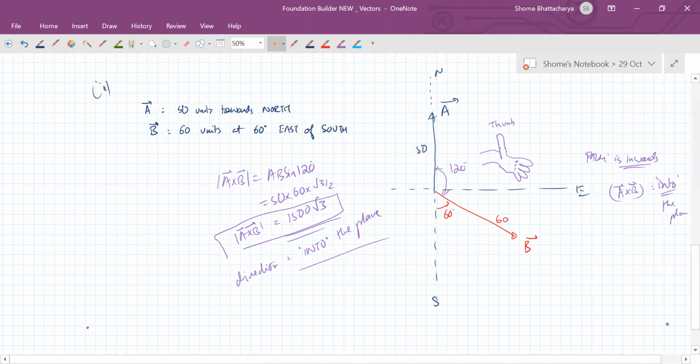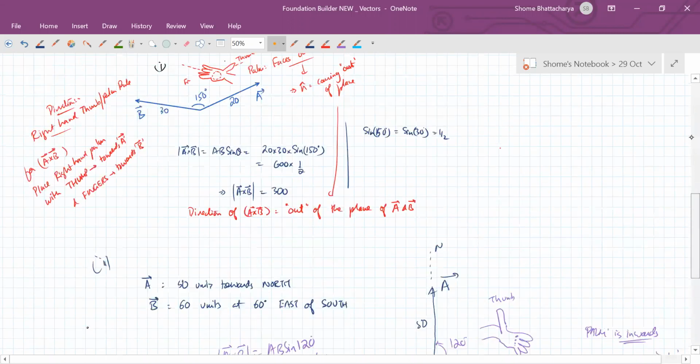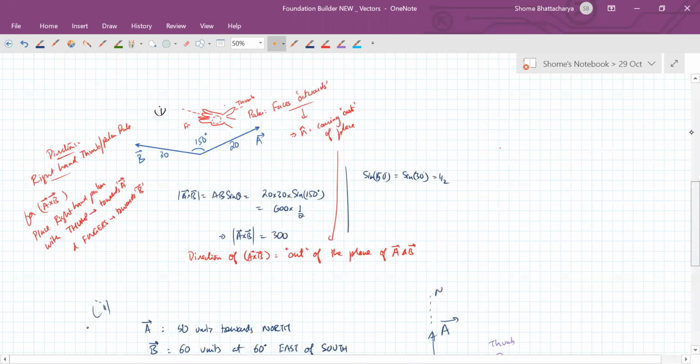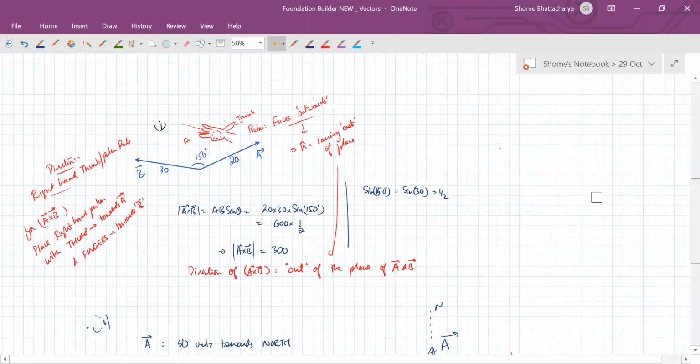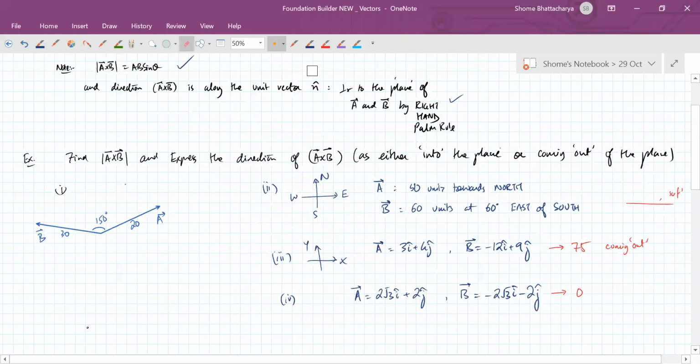Okay, so this was the second part. Let's work out the third and fourth part. So this was incorrect. It was into the plane, not coming out. And the magnitude was 1500 root 3, not 150 root 3. Now let's work out this part.